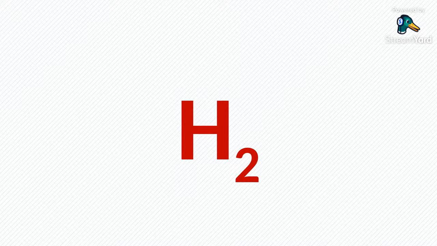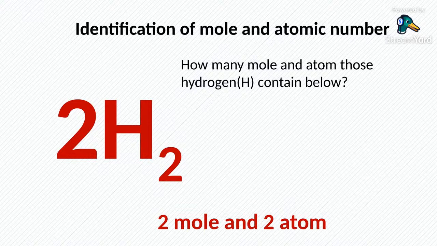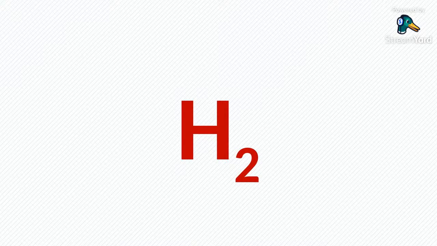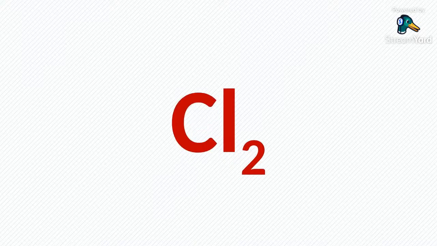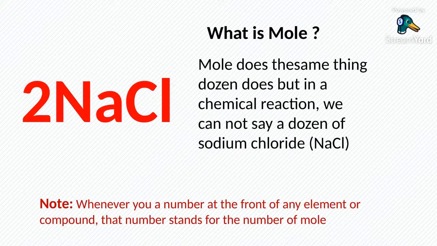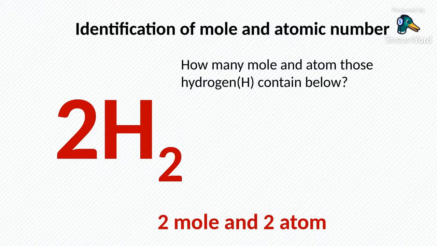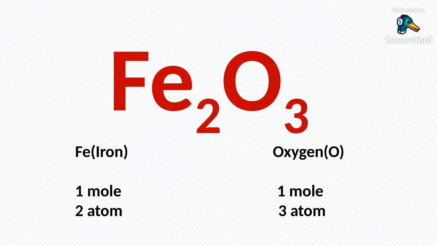So of course we know that the atomic number contained here is 2 as well. All right. Let's proceed. The next thing we will do is the identification of mole and atomic number. What this means is we are combining our knowledge of mole, which says that whenever you see a number in front of any element or compound, it stands for mole, and our knowledge of atom, which says that anytime you see a number as a subscript, that number stands for atom.